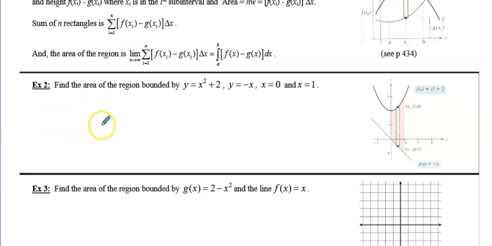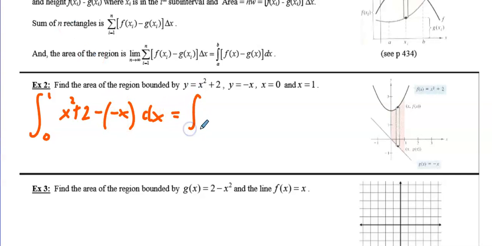But all we have to do to solve this problem is to integrate from 0 to 1. We're going to take our top function, which is going to be the top of our region, x squared plus 2. So we're going to do x squared plus 2, and we're going to subtract our bottom region, where our bottom region is going to be the line y equals -x, dx. I want you guys to notice that I have y equals here, y equals here.